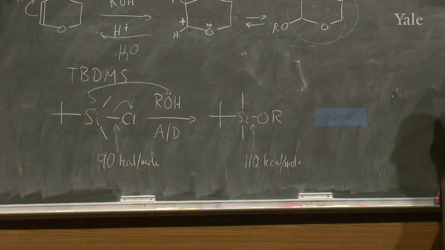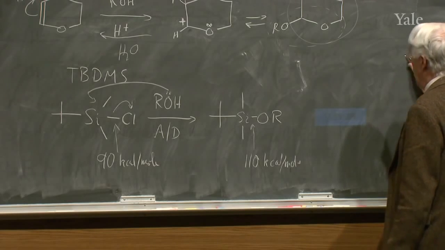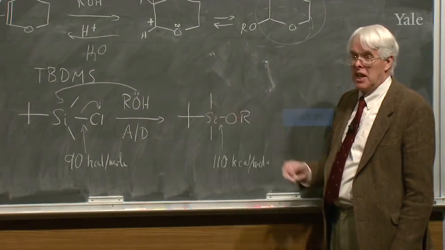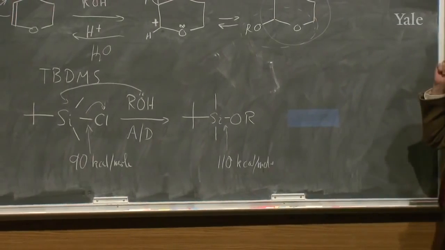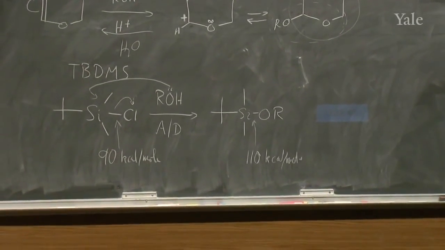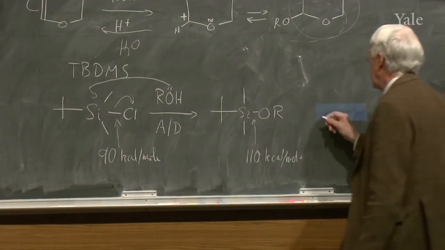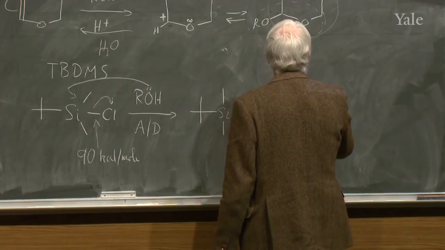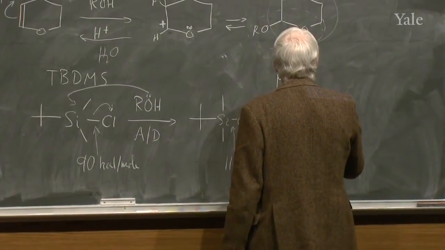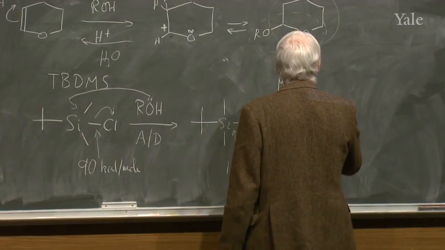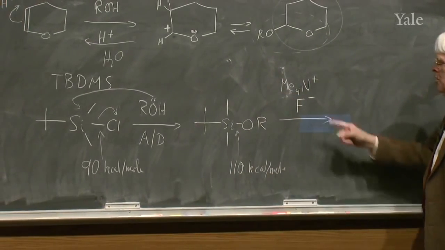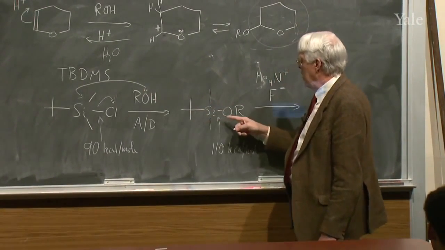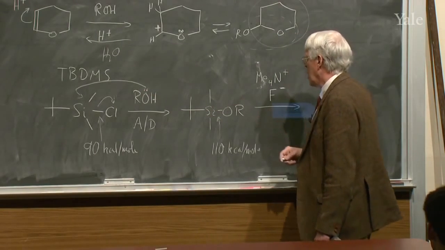Okay? Now you can do what you want to do, other things in the R group, without it's not an alcohol anymore. It's a little bit like an ether, right? But the neat thing is that there's a special way to take it apart. You can take it apart by treating it with tetramethylammonium, methyl 4N plus, a salt, but the business end is fluoride, right? Because fluoride can attack the silicon the same way the unshared pair on oxygen did here. And then you can protonate and lose the OR, right?